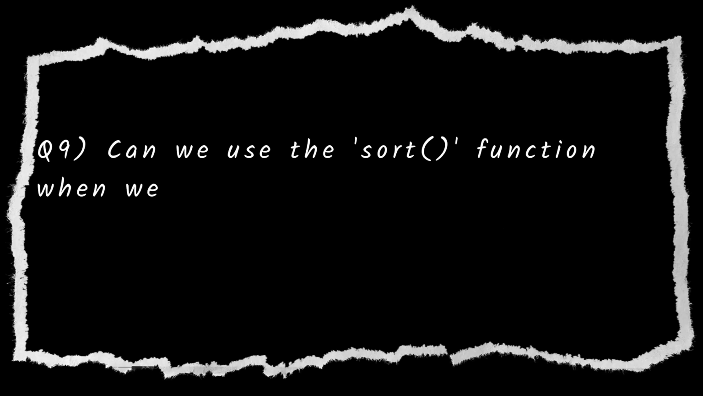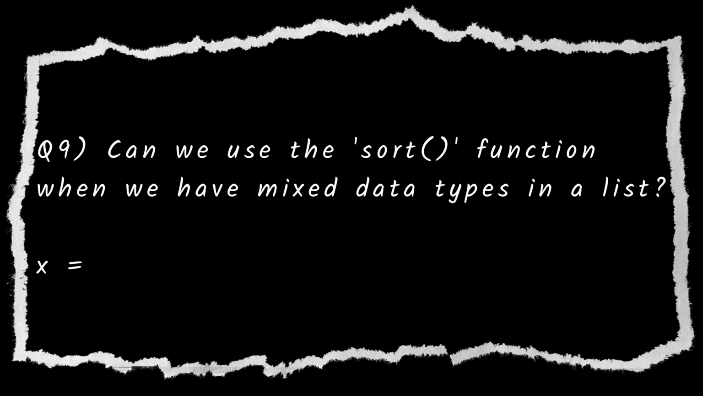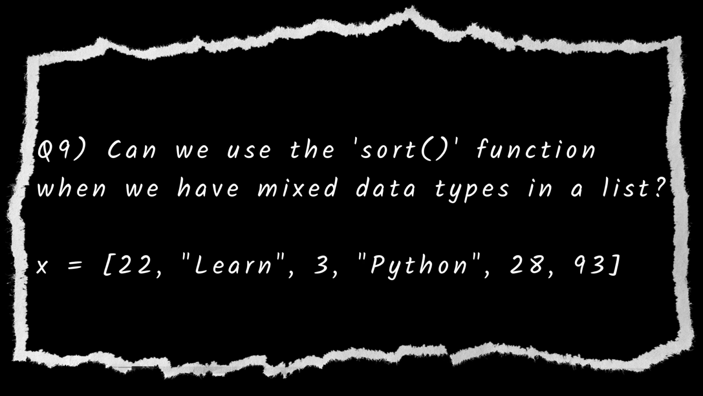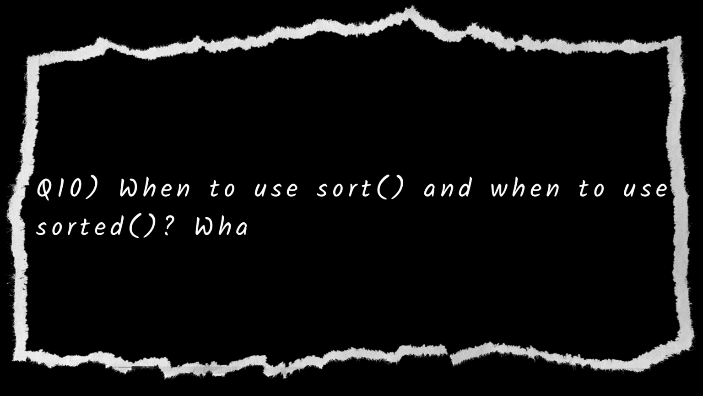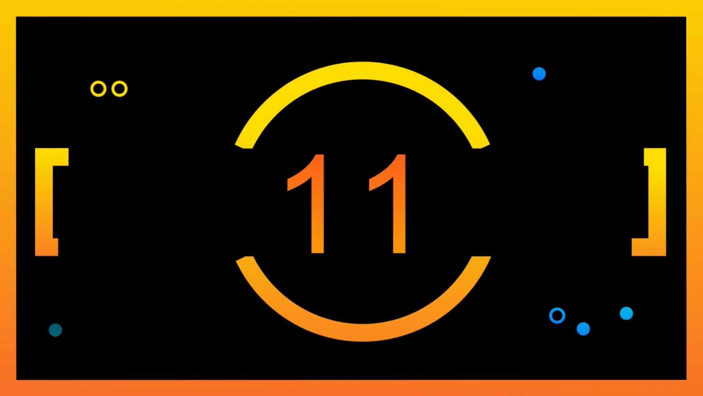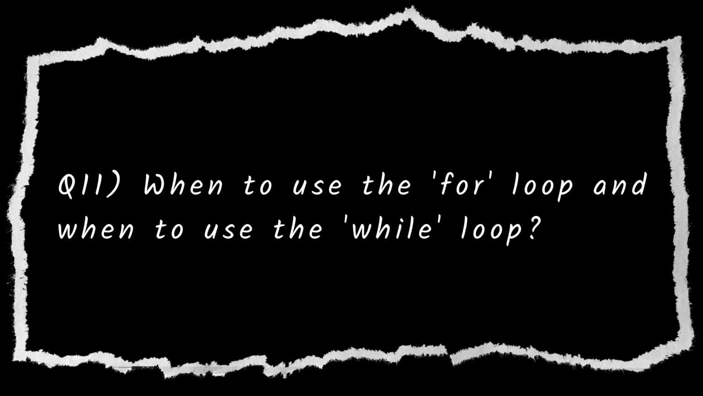Our next question is, can we use the sort function when we have mixed data types in a list? Here is the list. Our next question is, when to use sort and when to use sorted? What is the purpose of both? Our next question is, when to use a for loop and when to use a while loop.